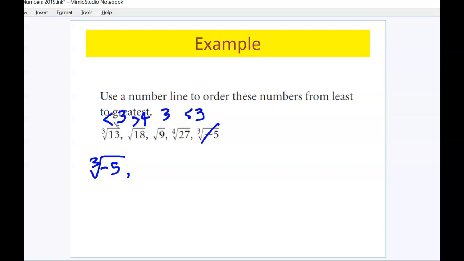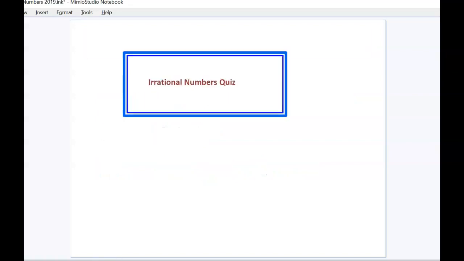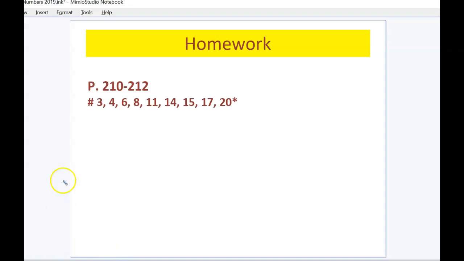Okay. So if we order these, the largest one is going to be root 18. The next one would be the cube root of 9, which is 3. And then we're going to have the cube root of 13. And the second smallest would be the fourth root of 27. So you can check those on your calculator to verify, but those would be the order of those numbers from smallest to largest. Okay, there's your assignment for section 4.2 on irrational numbers.